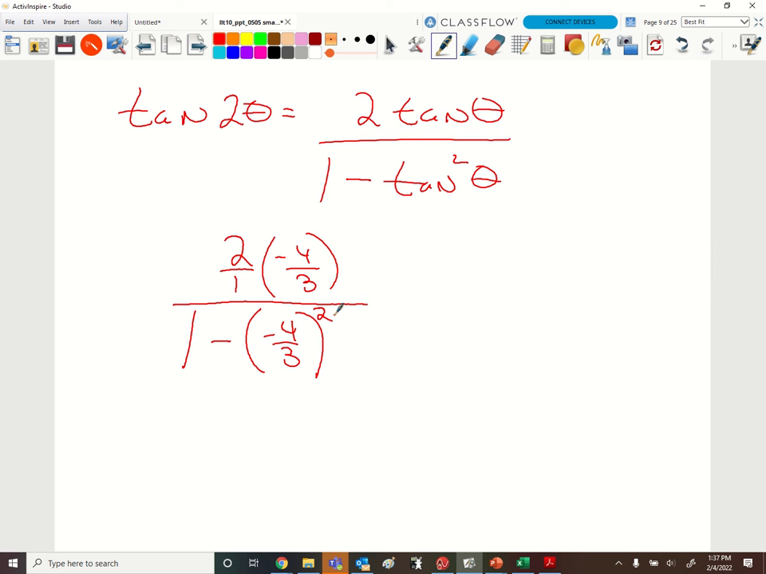So multiply the top. On top, I get 2 times negative 4 gives me, very good, over 1 times 3. Now, on the bottom. So this is going to be slightly different, and I'm going to show you how to clean this up before I get too far into it. So I'm going to start by squaring first. Negative 4 squared is 16 over 3 squared? 9, right? And because that's positive now, I have a minus sign here, right? Because I'm not changing the sign.